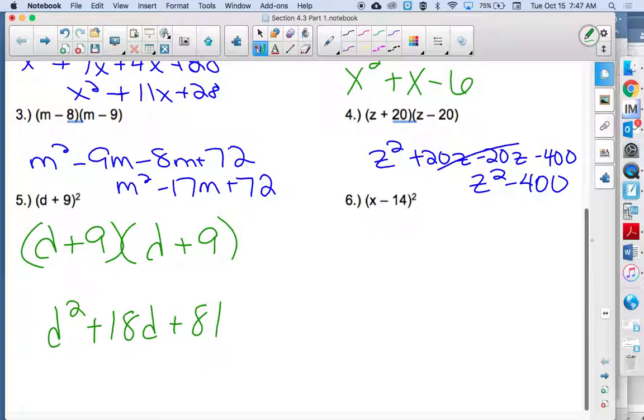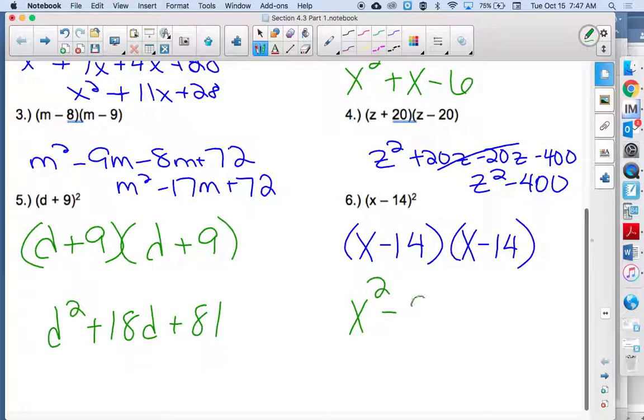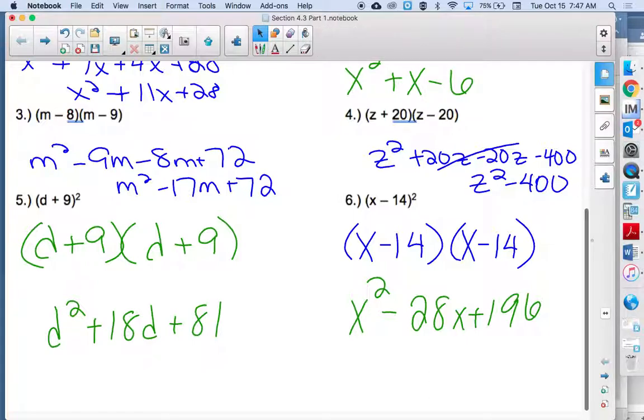You're foiling together. So the last one, the x minus 14 quantity squared, really means that's x minus 14 and x minus 14. So again, there are 2 of them. X minus 14, x minus 14. Maddie, what do you get if you have x minus 14 times x minus 14? You get x squared minus 28x plus 196. Yeah. Any questions on those first six?